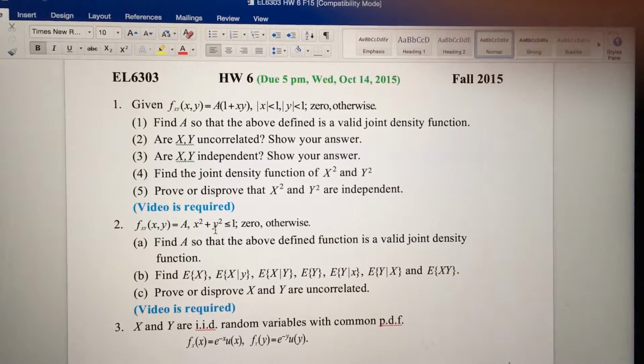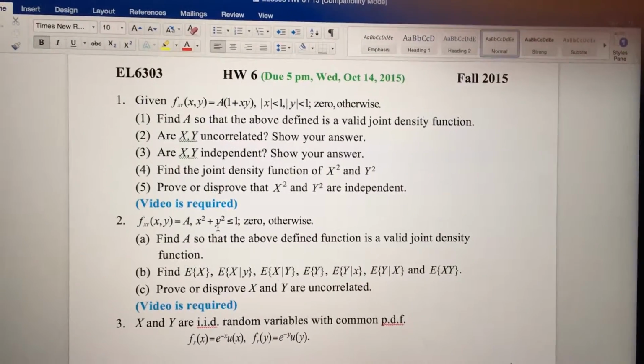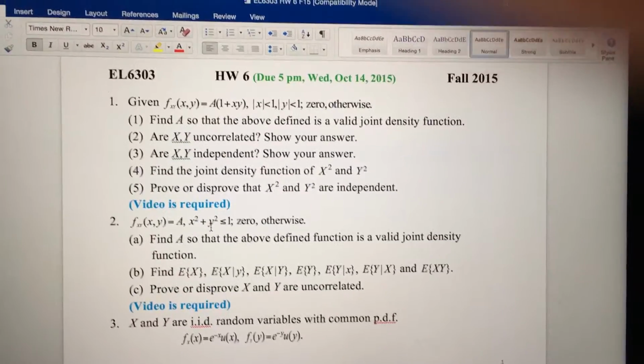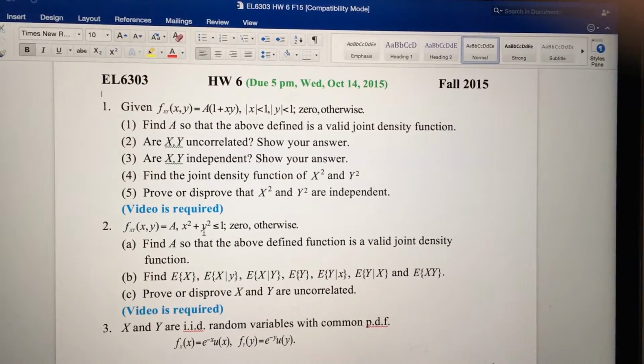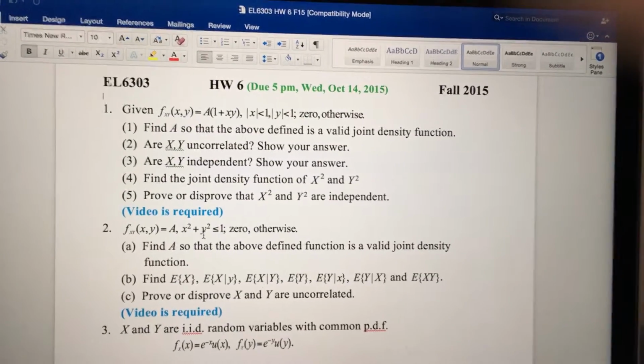Here's the solution to question 2 of homework 6. Look at question 2. There are 3 problems to solve. Let's begin the first problem.